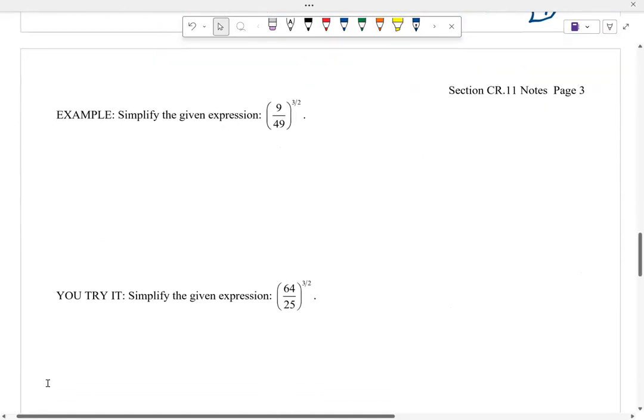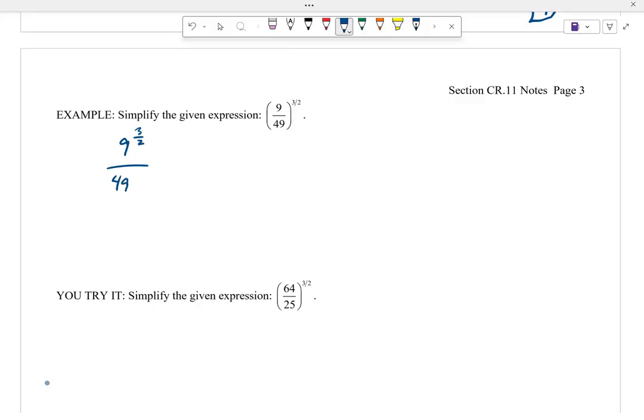Now 9 over 49, it does not simplify. They don't have any factors in common there. So you're just kind of stuck taking the 9 to the 3 halves and then the 49 to the 3 halves. So you're going to write the 9 as 9 to the 1/2 to the 3rd. So we're taking the square root of 9 to the 3rd. Similarly with this 49, I'll take it to the 1/2 power to the 3rd. Notice those are still both 3 halves.